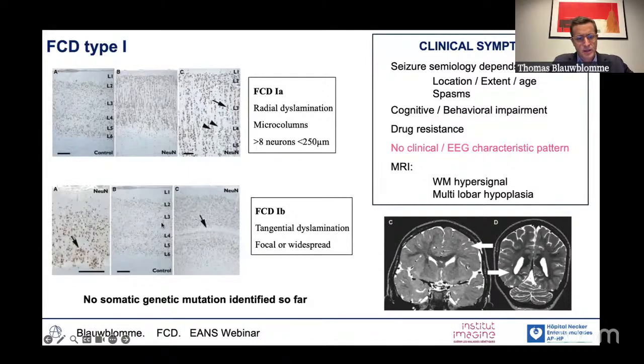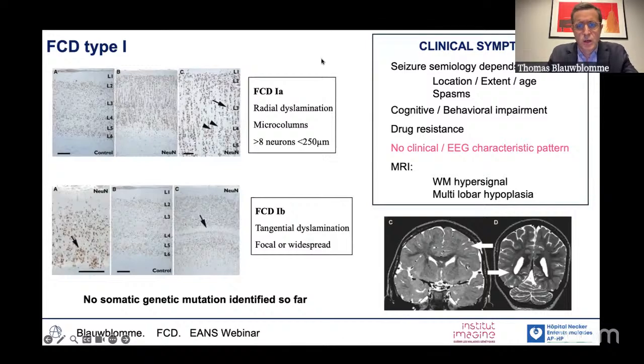On the other hand, here with this FCD type 1B, you see too well the lines, the layers of the cortex, and in this case, you have the layer 4 that is missing, and this is called tangential dyslamination. That is the hallmark of FCD type 1B. And if you have both microcolumnar and tangential dyslamination, then this is called FCD type 1C.